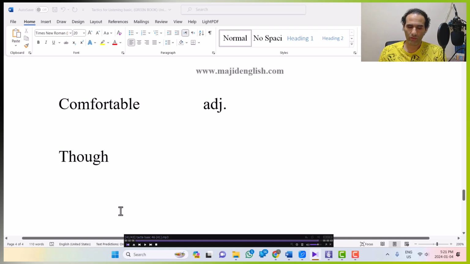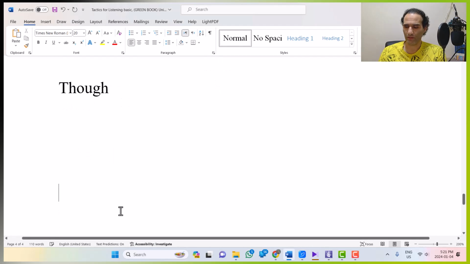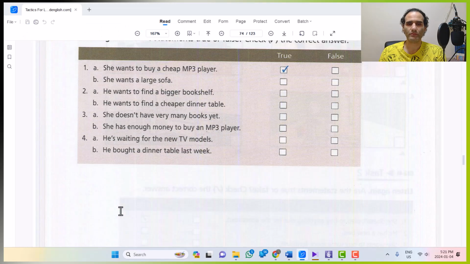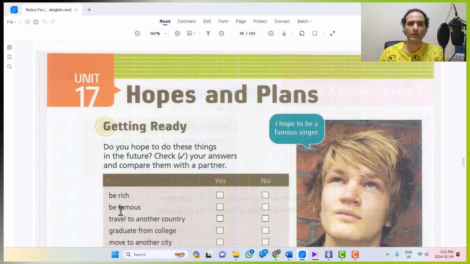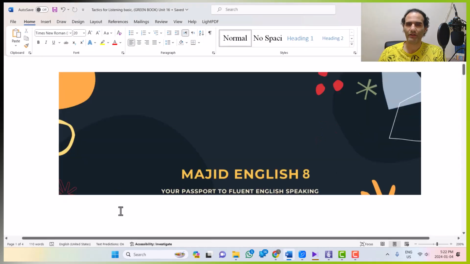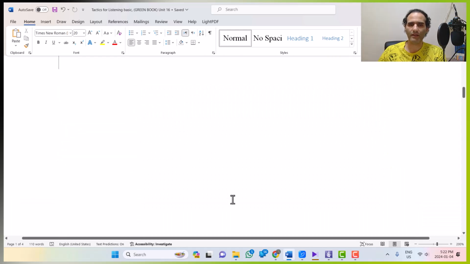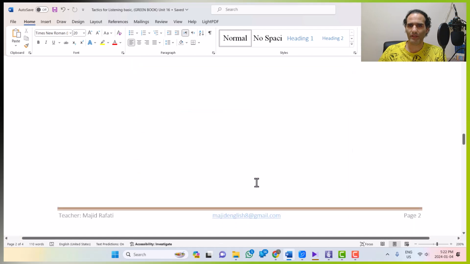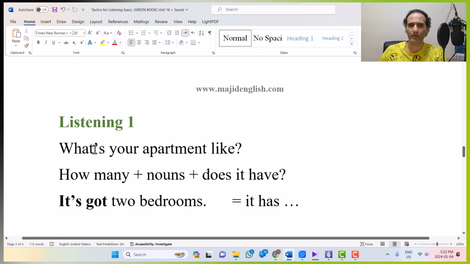Okay, thank you very much. The third listening part is also finished, so we are good for today. The next unit will be about hopes and plans, unit 17 of the book, that we will cover next session. But for the time being, let's have a review on what we covered today. Today we talked about unit 16 of Tactics for Listening Basic, talking about apartment living, rooms, furniture, and describing the apartment and things were the center of our focus today.